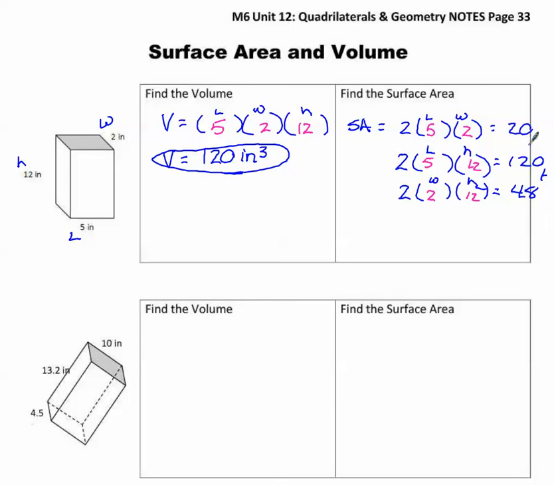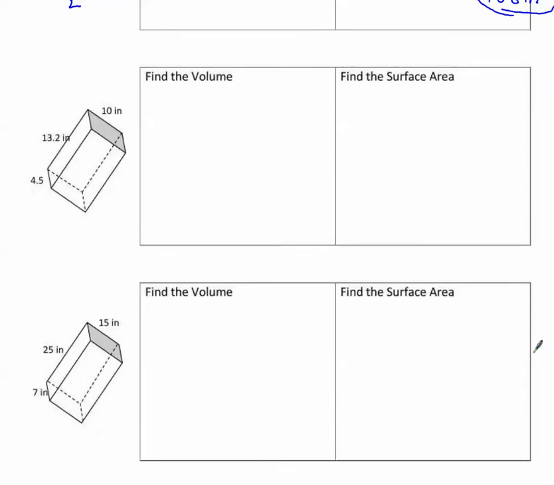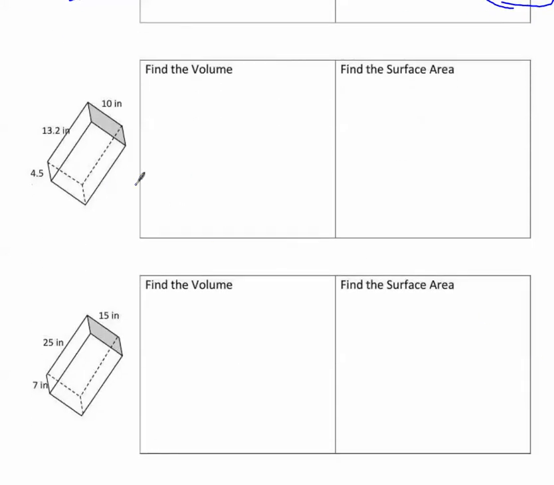Add them together. 120 plus 20 plus 48 gives you 188 inches squared. Area, squarea. Okay, I want you to pause the video. Let's do this shape here, and then you can unpause and check your work. So I want you to find the volume and the surface area.